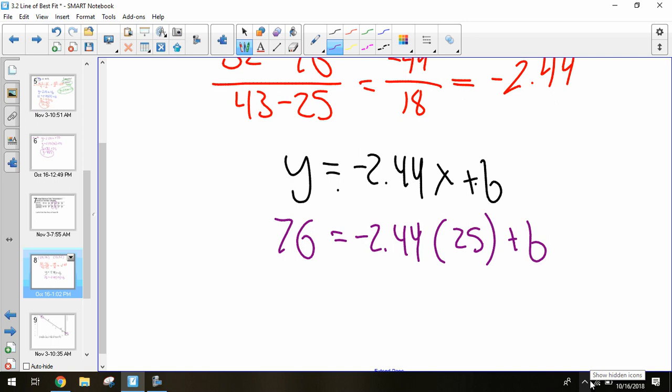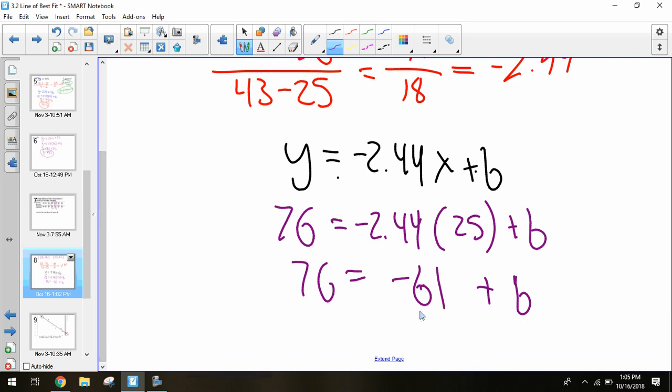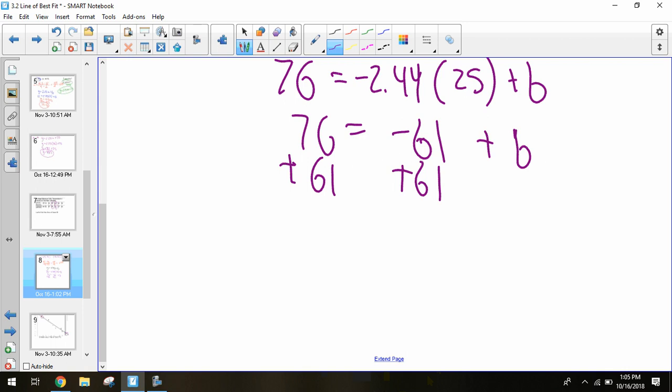But once again, we plug our x and our y into that equation. Multiply first, so negative 2.44 times 25. Can someone do that for me really quick? Negative 61. I just came up with that. So negative 61. We'll get some nicer numbers than I expected. In order to solve for b, I need to get this negative 61 over to my other side, so I'm going to add 61. 76 plus 61 should give me 137 equals b.